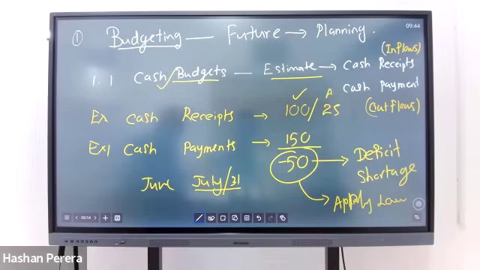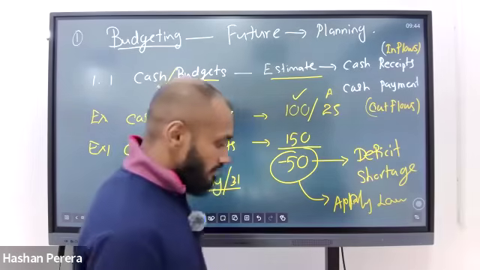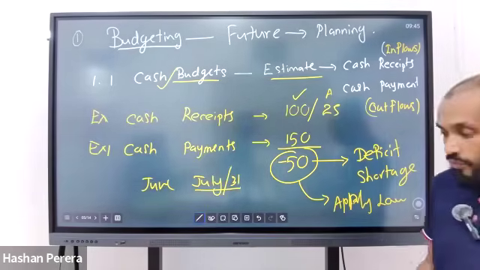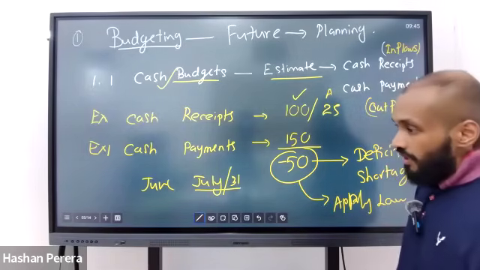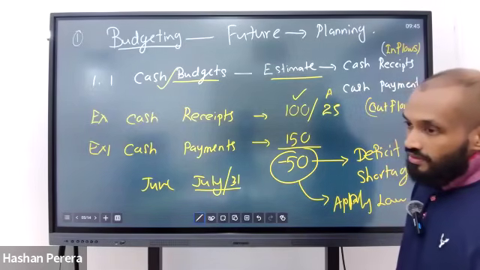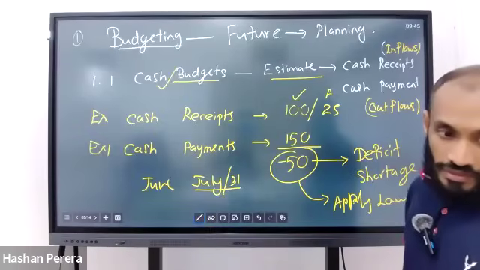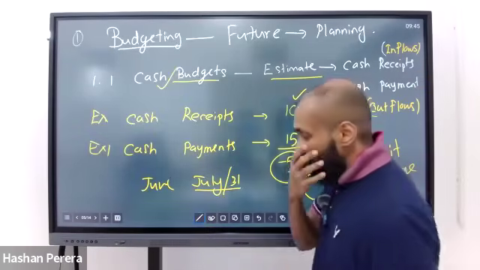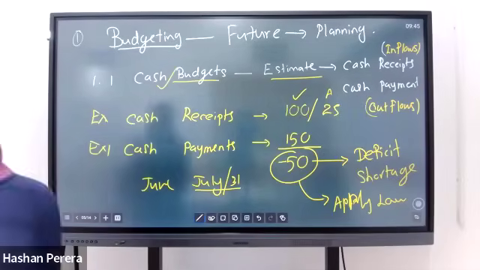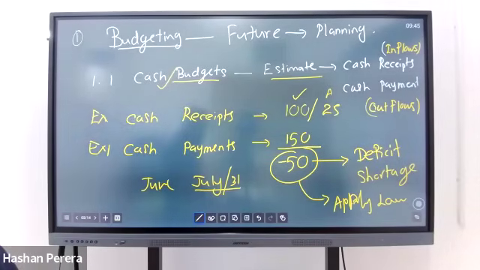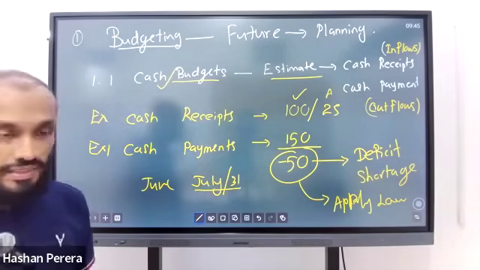And improve future budgetings. Clear, that is done. Right. Okay, cash budget, is that understood?